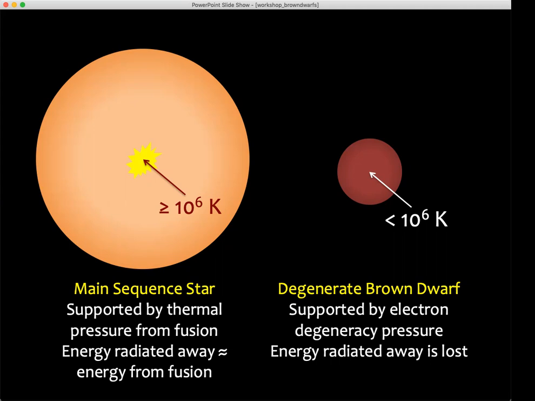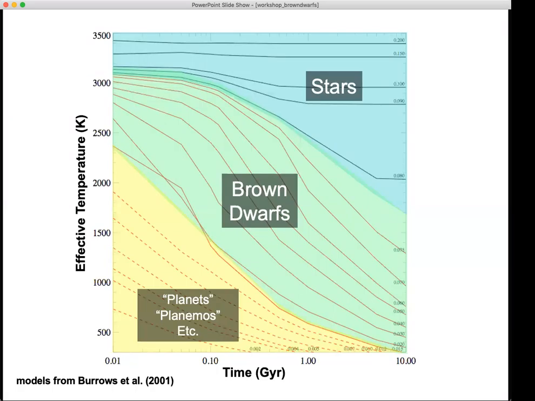They're going to be cooling over time because they're literally leaking all of their energy out, but they're not making any new energy in their cores. So these are different objects because they change over time. They cool off over time. This is a set of models that show how this cooling happens.